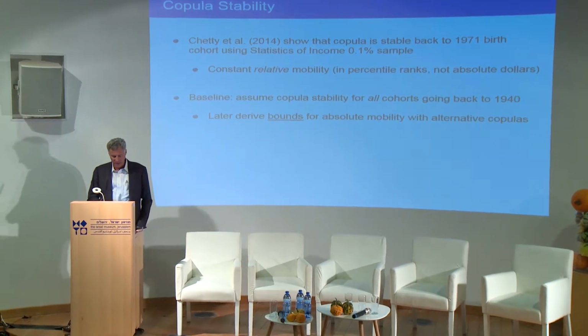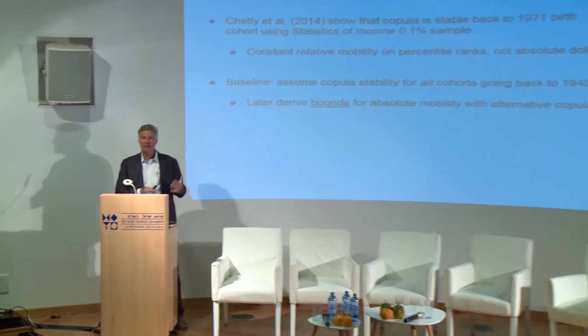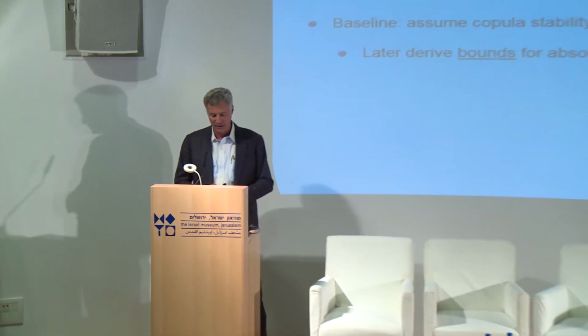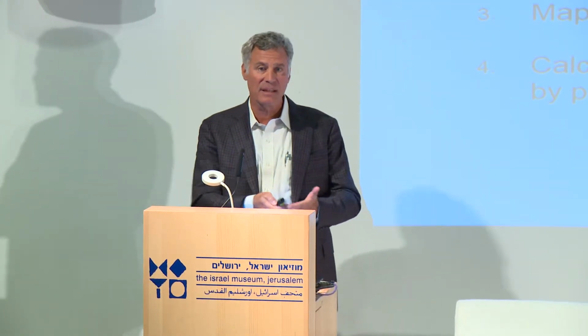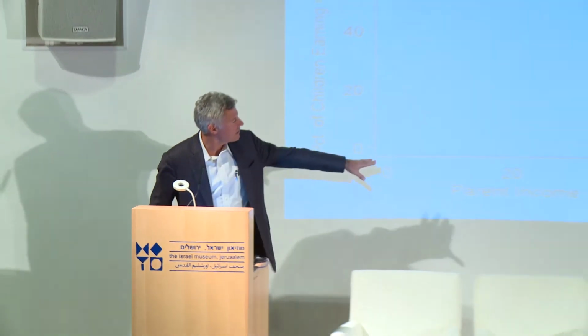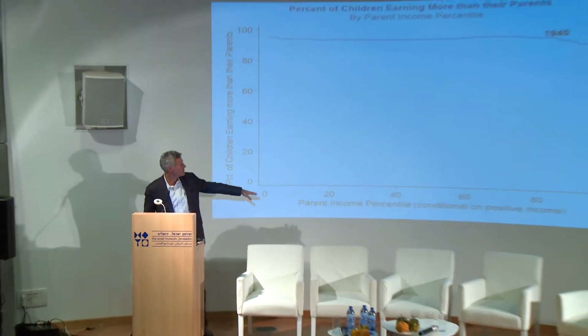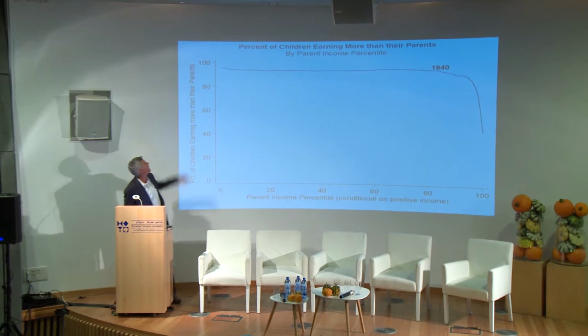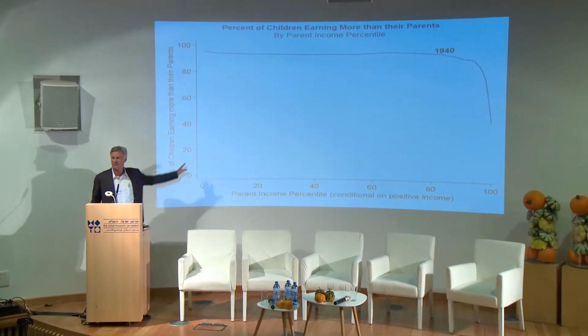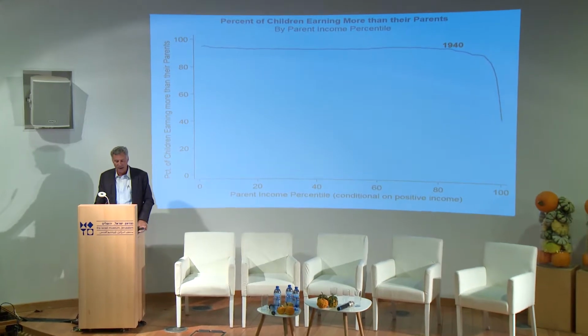I mentioned earlier that they assume stability of the copula, which is a key assumption in what they're doing. But later on, I'll show you the bounds that they put on that. So their baseline estimates, let's consider children born in the 1940 birth cohort, and then look at the fraction who earned more than the parents did 30 years later, 1970, and you can look at that by percentile. So the horizontal axis here is the percentile of the parental income distribution, and the vertical axis tells you the percentage of children from those groups who are earning more than their parents did.